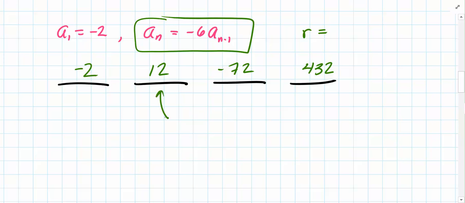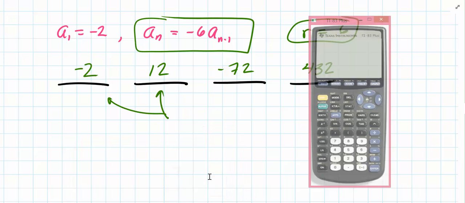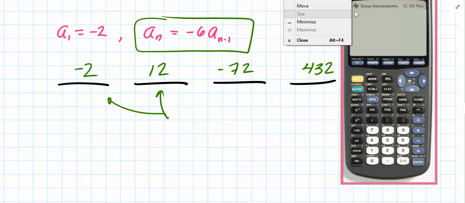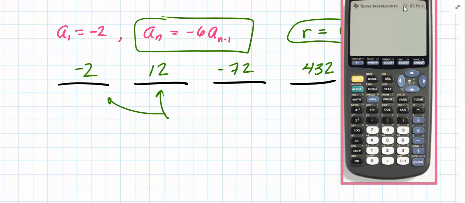Or just take 12 and divide it by negative 2, and we get a negative 6 for our ratio, right? Okay, let me show you how this works on the calculator. So, bust it out. And we can actually write these. The ratio is negative 6.